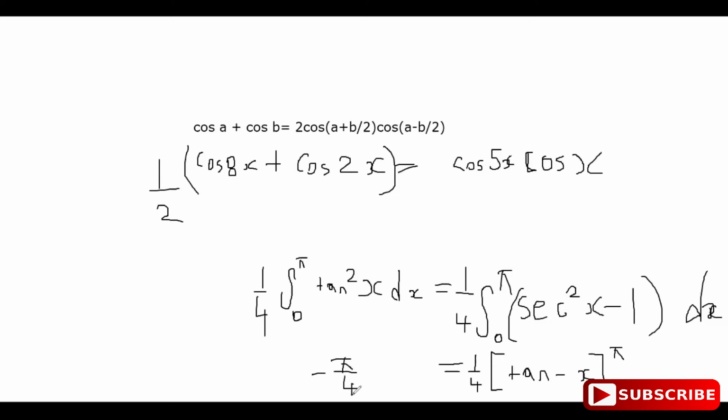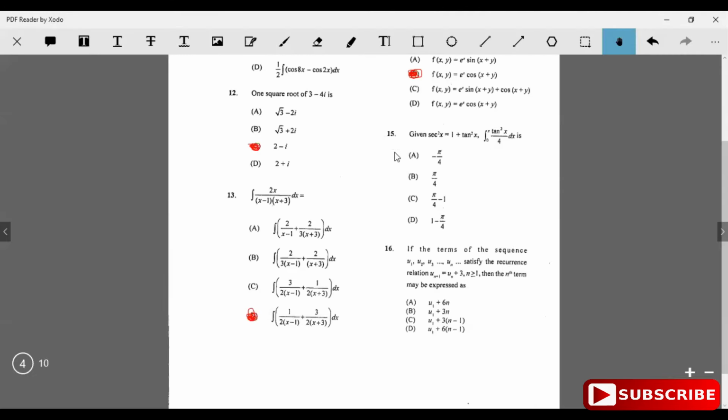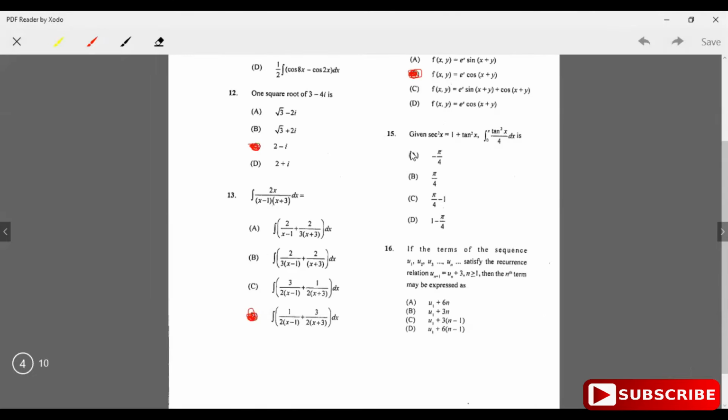I've never seen this question. I don't know why, I don't feel like I've ever seen that question before. That's minus pi by 4. That's A. We've done this question? I think so. It feels new. Question 16, we just did that one. What's question 16? C. Wait, sir, what's number 15? A. Question 16 is C. Very good.